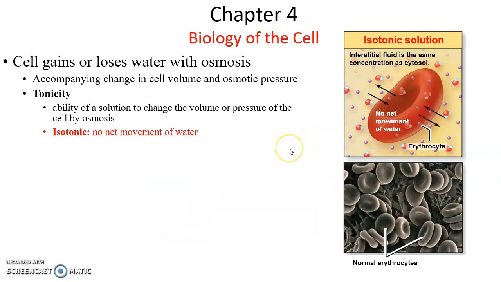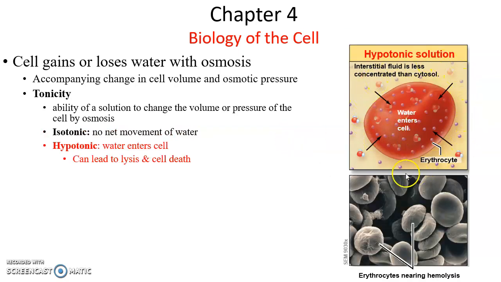Cells can gain or lose water by osmosis. It depends on the kind of solution they're in. So the tonicity, the amount of solutes in the solution the cells find themselves in. So for instance, isotonic solutions, isotonic means no net movement of water. So the overall concentration of water outside the cell is the same as inside of the cell. Water enters, water exits, no net gain or loss.